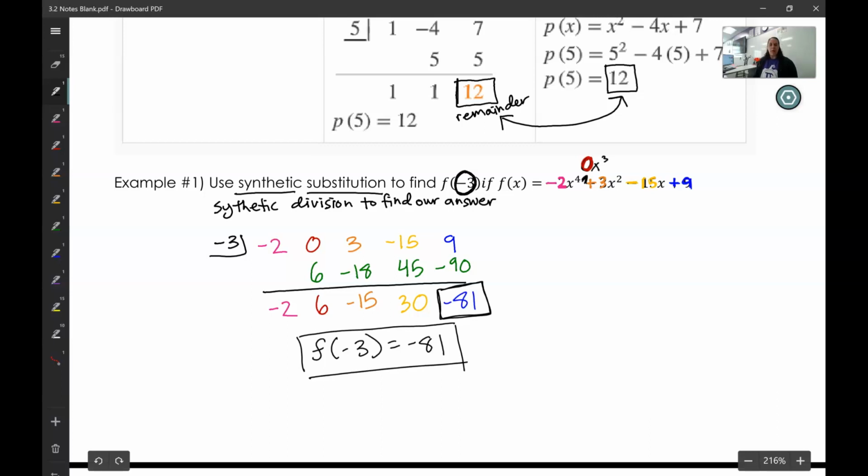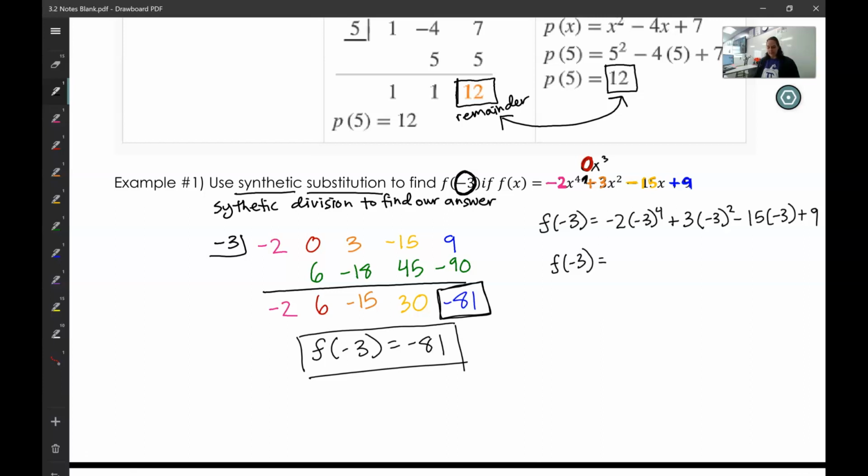Now, for this problem, let's verify that. f of -3 should be -2 times -3 to the 4th plus 3 times negative 3 squared minus 15 times negative 3 plus 9. You can type all that into your calculator. Be careful with your parentheses. Make sure you follow your parentheses. When you type that in and simplify it, you get negative 81. Same thing. So, we have two very different ways to get the same answer. You can plug it in, or you can use this synthetic substitution.